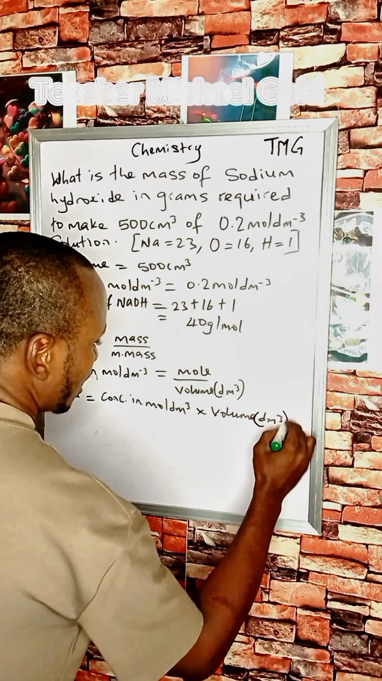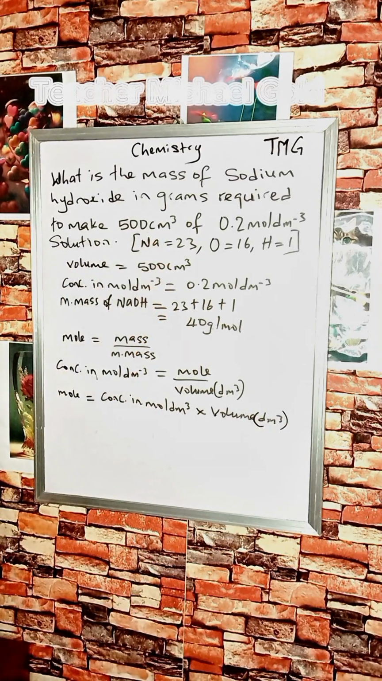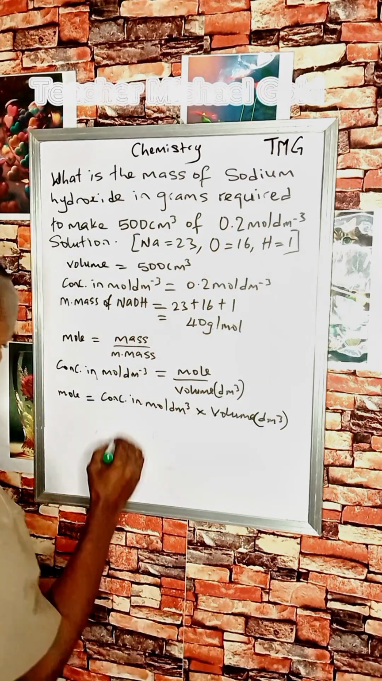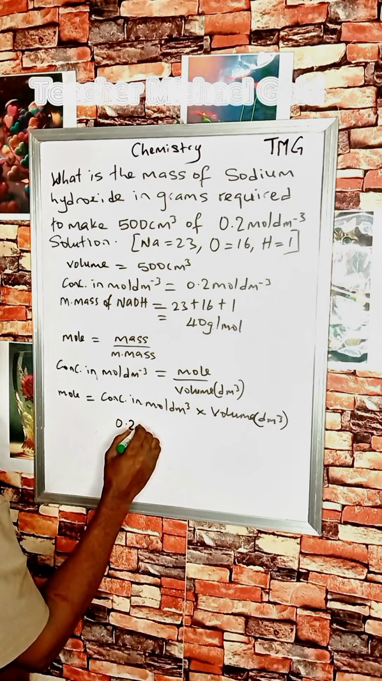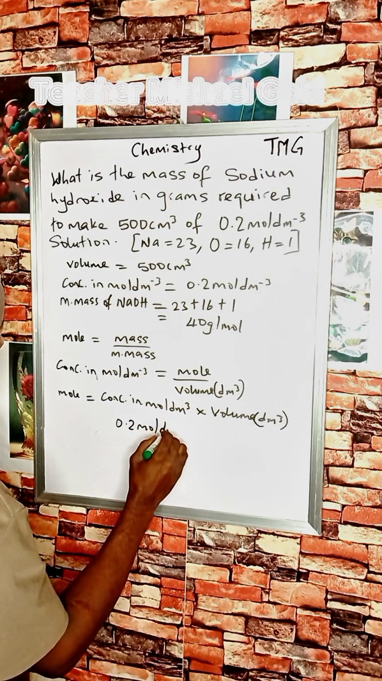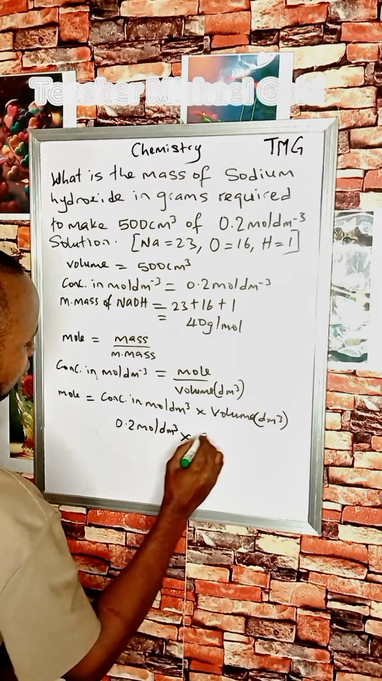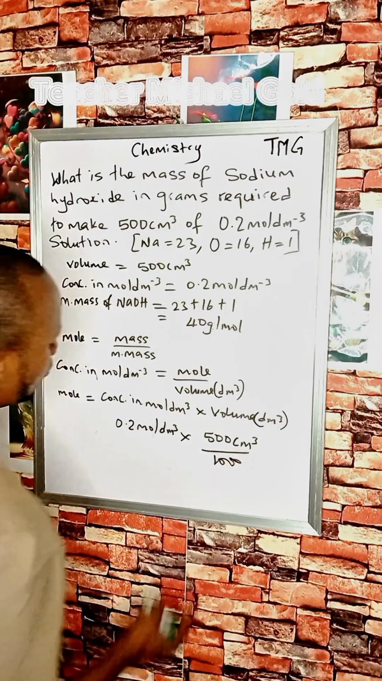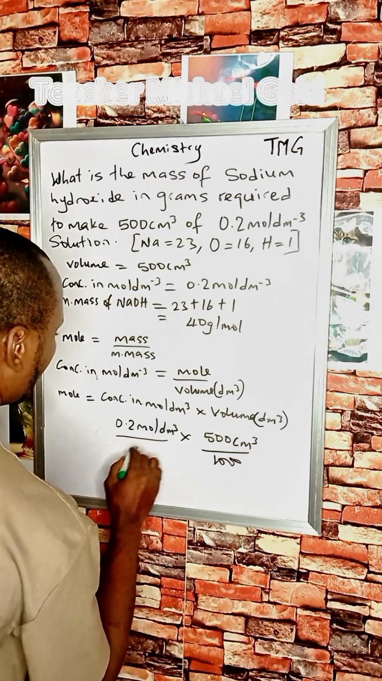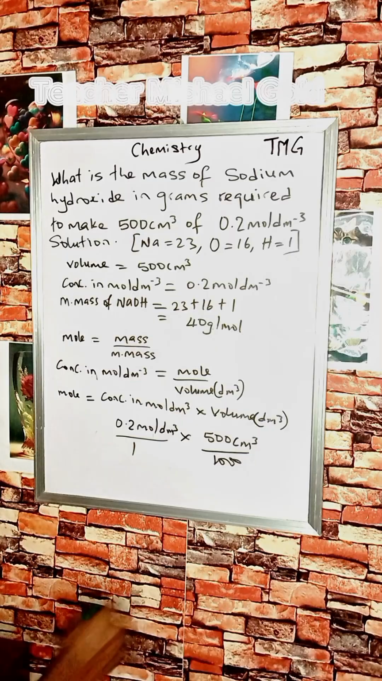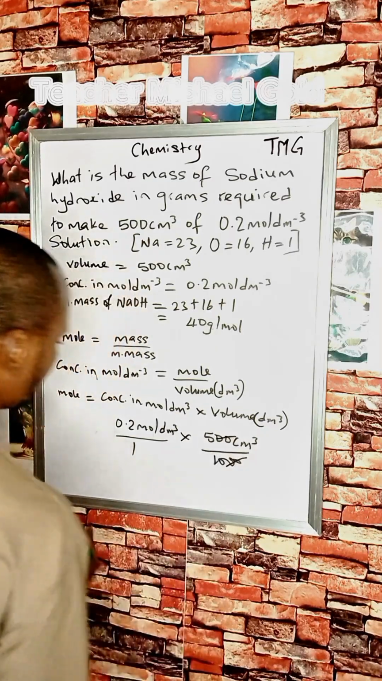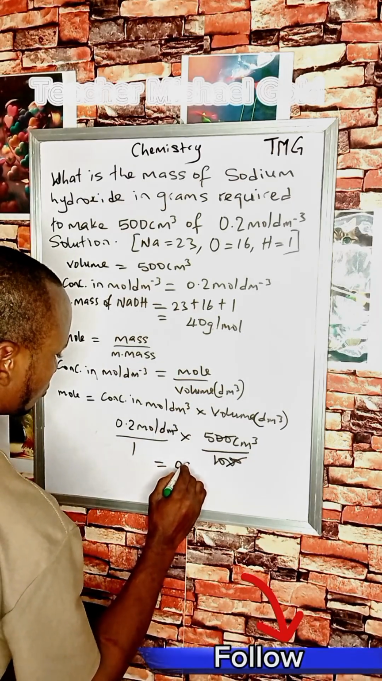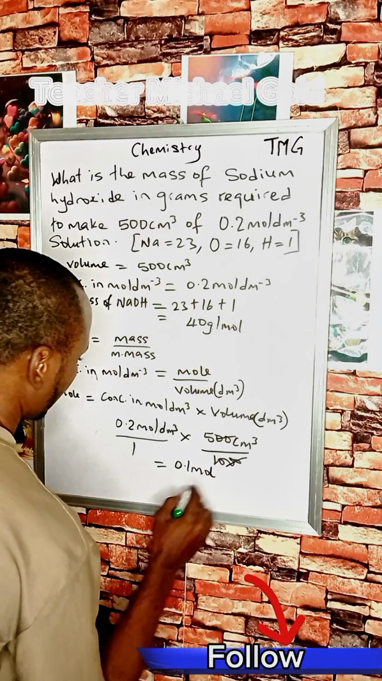Our volume has been given to us as 500 cm³, and our concentration as 0.2 mol/dm³. So 0.2 mol/dm³ times the volume of 500 cm³ over 1000, that is converted to dm³, over 1. So this cancels this. So 0.2 times 5 divided by 10 will give you 0.1 mole. This is the mole we're looking for.